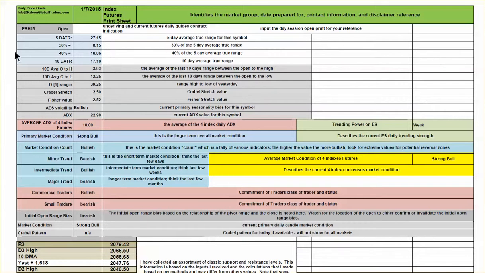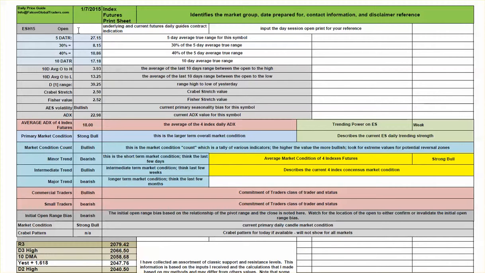So first of all, here's your symbol, and then notice this open box right here. This is for you to pencil in the open price once that cash market or that pit opens, depending on the particular market. And this can be a helpful reference point during the rest of the day.